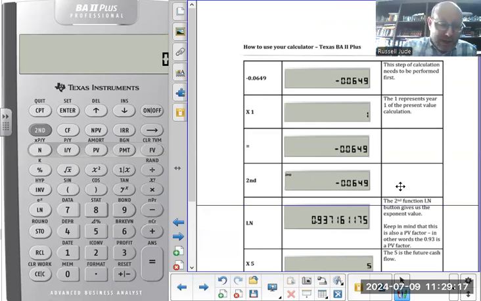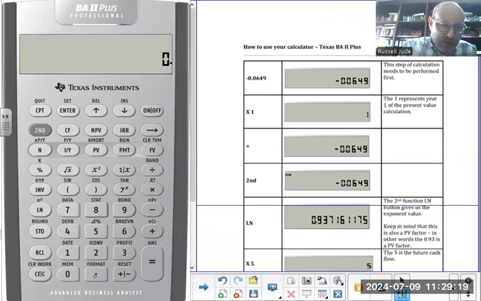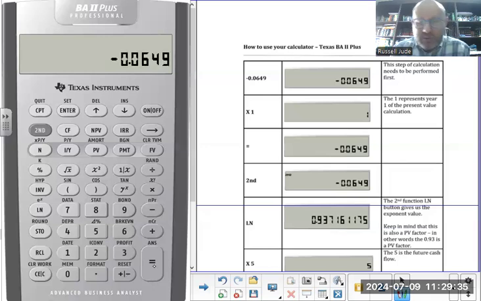So what do I do? I go 0.0649. That's my interest rate I've now put into the calculator. Minus, because remember there was a minus before that. Times by the time period. The time period over here is 1, so times that by 1 is equal to minus 0.0649. There we go. Everybody comfortable with that? You do that first.